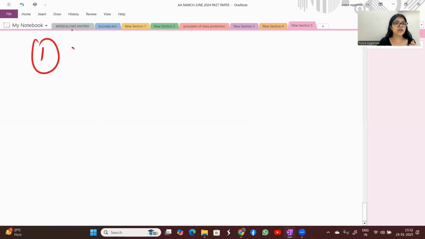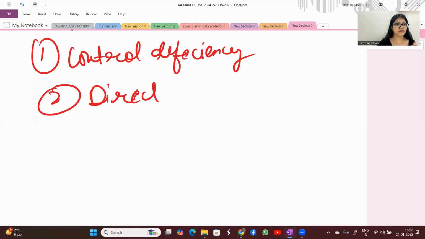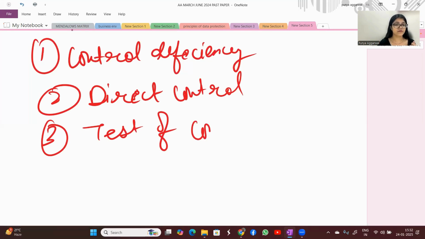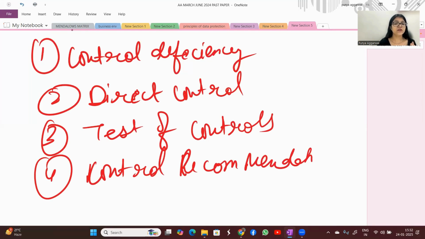So the first one is control deficiency. Okay. Then we have direct control. Okay. Then we have test of controls. And then we have control recommendation. Okay. So these are the 4 terminologies majorly that we use in this particular topic.